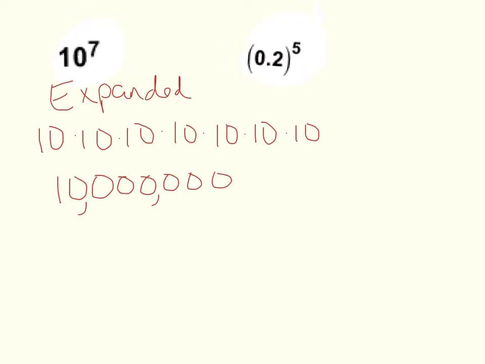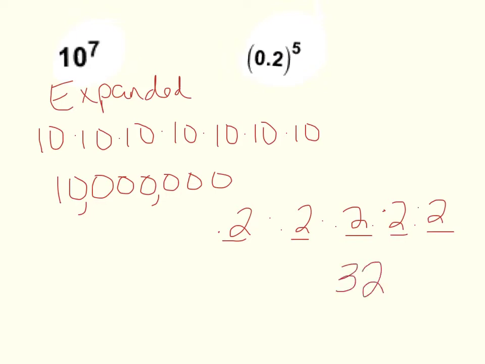0.2, or 2/10, to the 5th power. So we're going to write 0.2 5 times. Okay. And we're going to multiply those. The easiest thing to do when you have decimals is go ahead and ignore the decimal for a second and multiply 2 times 2, which is 4, times 2 is 8, times 2 is 16, times 2 is 32. Okay, so we know 32.